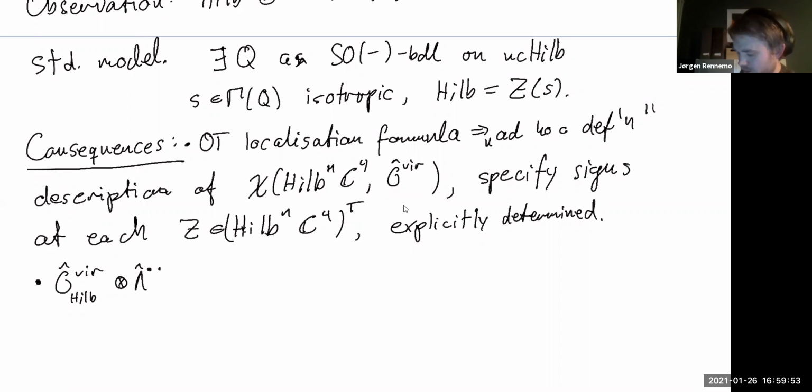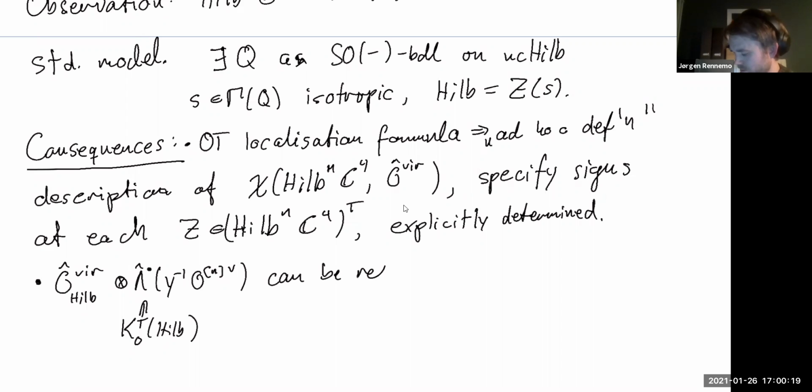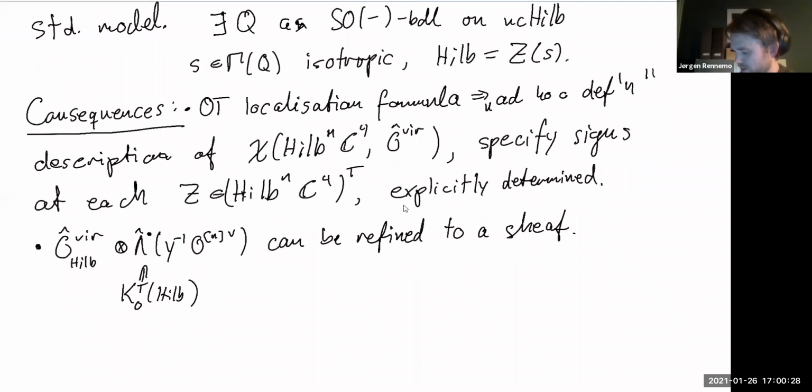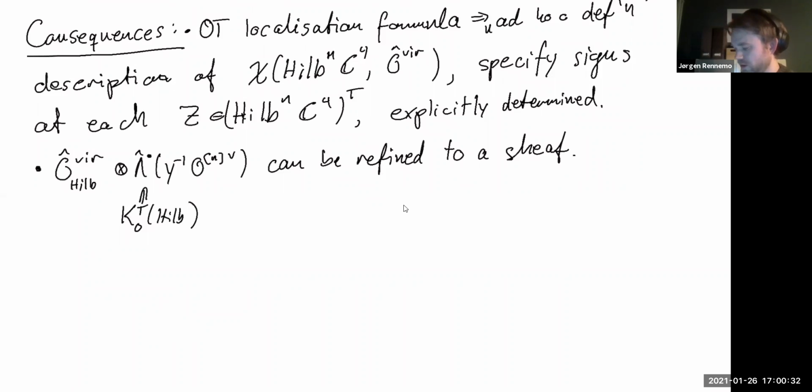So this object that we wanted to integrate. Again, to be honest, I have to put this complicated extra tensor factor in here. This thing, which a priori only lives in the K-theory of Hilb, can now be refined to a sheaf, and this is going to tell you what the sheaf refinement of this virtual structure or symmetrized virtual structure sheaf is in the local model.